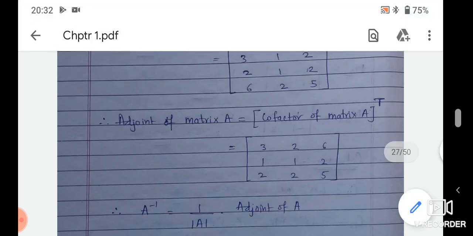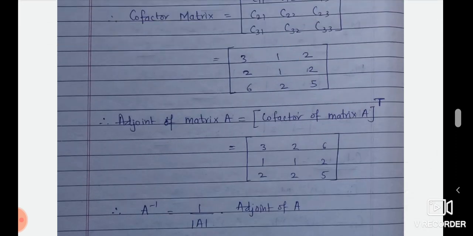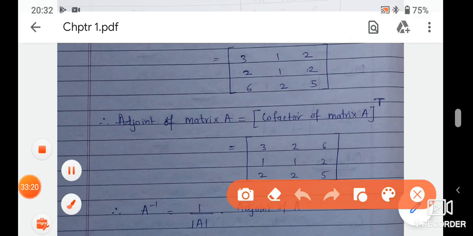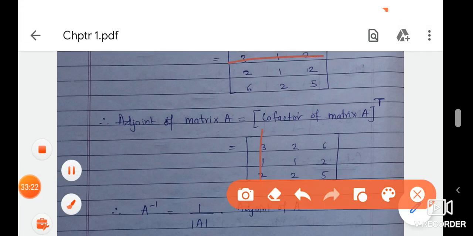Then what is the adjoint of a matrix? It is nothing but the transpose. So just interchange the rows with the columns. First row I have written in the first column, second row in the second column, third row in the third column. So this is the adjoint of the matrix.